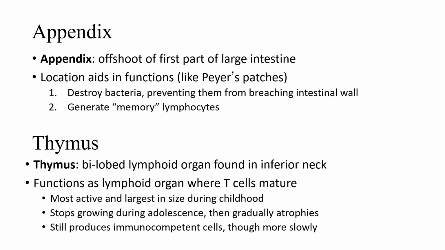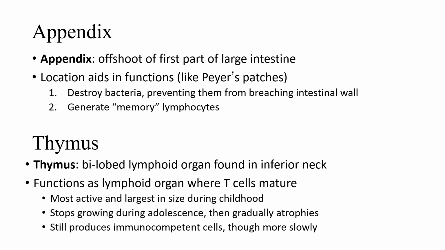Then you have the appendix. When you look at the appendix, it's actually just a kind of a sac hanging off the large intestine. And its location is like the Peyer's patches to prevent bacteria from breaching the intestinal wall and to generate memory lymphocytes. Now, the appendix probably had multiple jobs in the past. We used to think that maybe this is where we housed our bacteria that could help to ferment things like toxic leaves and vegetation, and we've even thought that this is perhaps like a reservoir for good bacteria. But this is definitely one of the jobs of the appendix.